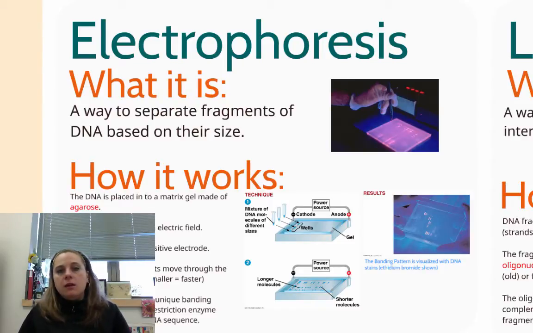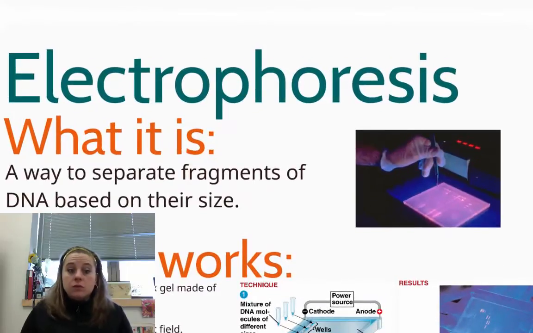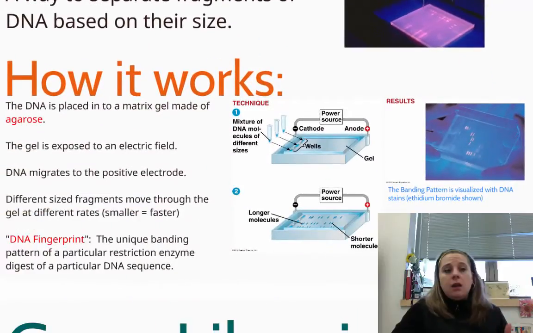But for DNA, it works because I can run an electric current through it, and DNA being negatively charged will attract towards the positive terminal end if I run electricity through it. And based on size of those pieces of DNA, they're going to travel at different speeds through that gel, pulling them apart from one another. And that's how it works, which is really, really cool. So you put it in, you place it into a gel matrix, usually agarose. It migrates towards the positive end.